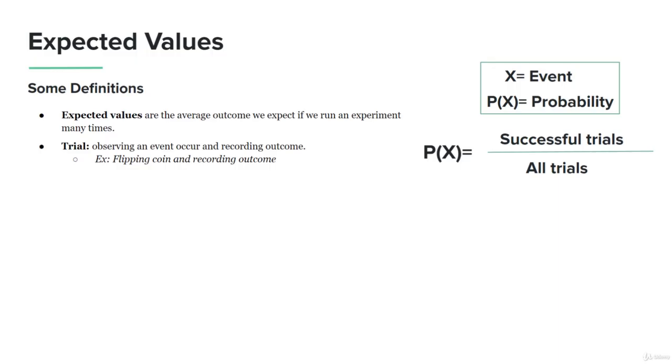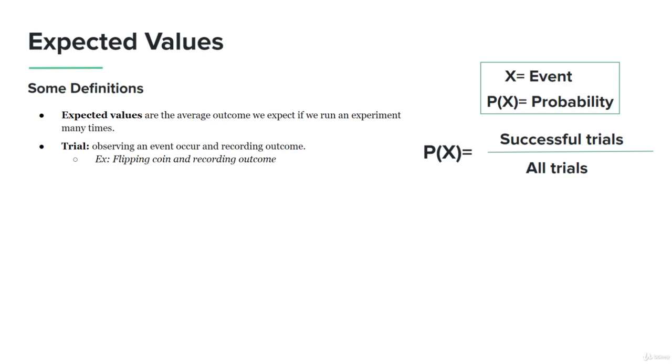So for expected values, let's go over some definitions here. Expected values are the average outcome we expect if we run an experiment many times. And you can see on the right hand side there the formula. We have the event and we have the probability.